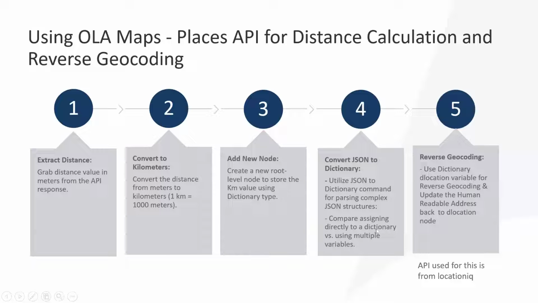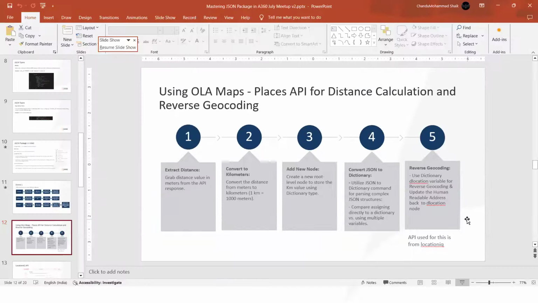Once this step is done, I'm going to grab the latitude and longitude values, and then I'm going to use the reverse geocoding. That is, if you key in the latitude and longitude to an API, here I'm using the LocationIQ API. What it does is it will take the latitude and longitude and give you the human readable address. So let me go back here.